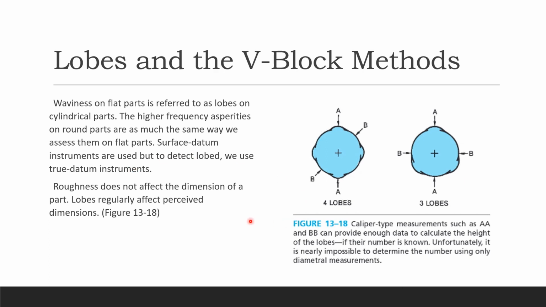The lobes and the V-block method. The waviness on flat parts is referred to as lobes on cylindrical parts in this method. This method looks at the higher frequency asperities on round parts, much the same way we assess them on flat parts. Surface datum instruments are used to detect lobes, and we use true datum instruments. Roughness does not affect the dimensions of a part at all, and lobes regularly affect perceived dimensions only.